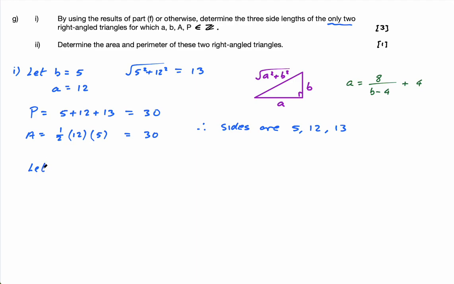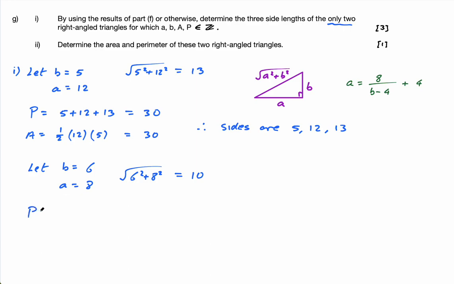Next one, let B equal 6. Because if B is 6, I'm going to have 8 divided by 2 is 4, 4 plus 4 is 8. So 6 and 8. Therefore, we have 6 squared plus 8 squared is equal to 36 plus 64 is 100. The square root of 100 is 10. Nice. Another one already. So this is our 6, 8, 10 Pythagorean triple, which you may recall. It's actually double our 3, 4, 5 triangle.